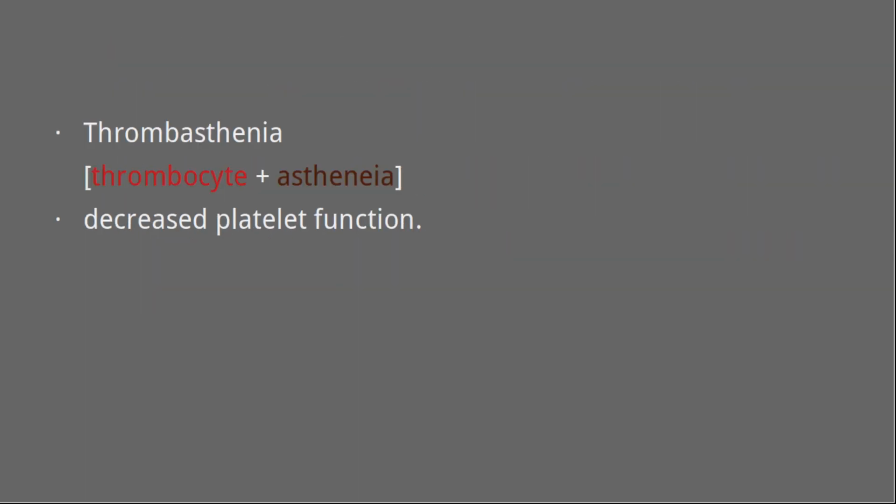Next, we have thrombasthenia, which is a condition where there is decreased platelet function. The word is derived from thrombocyte, which refers to platelets, and asthenia, meaning weakness. Therefore, thrombasthenia can be understood as weak platelets.